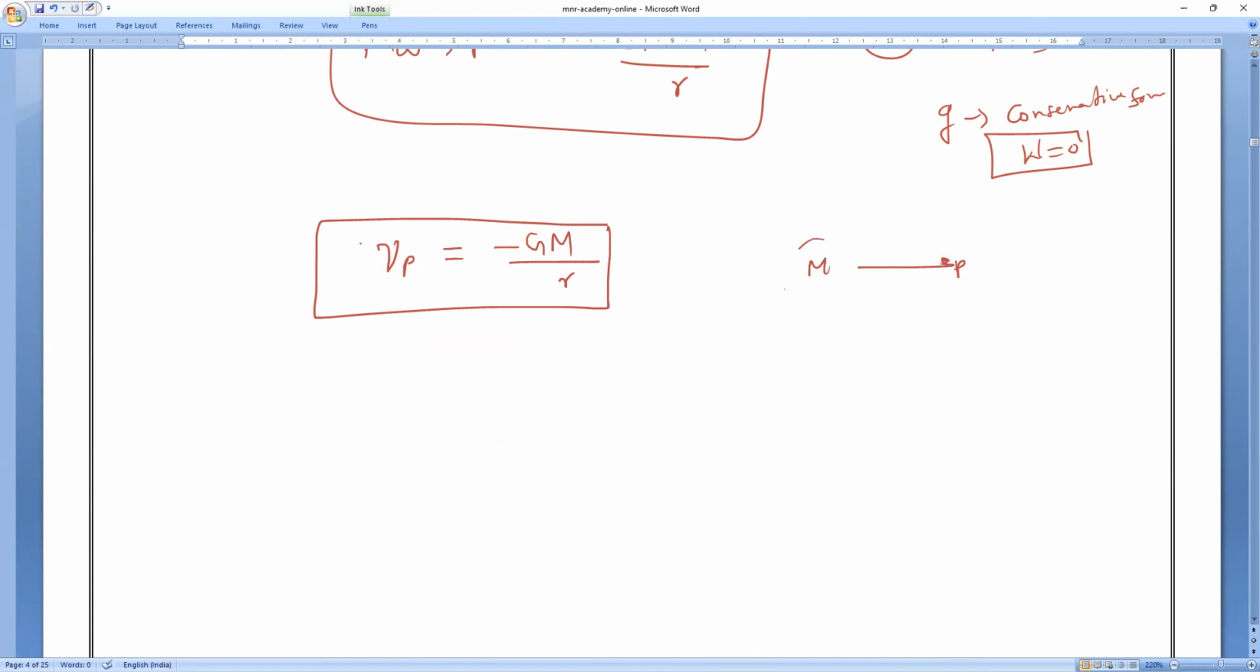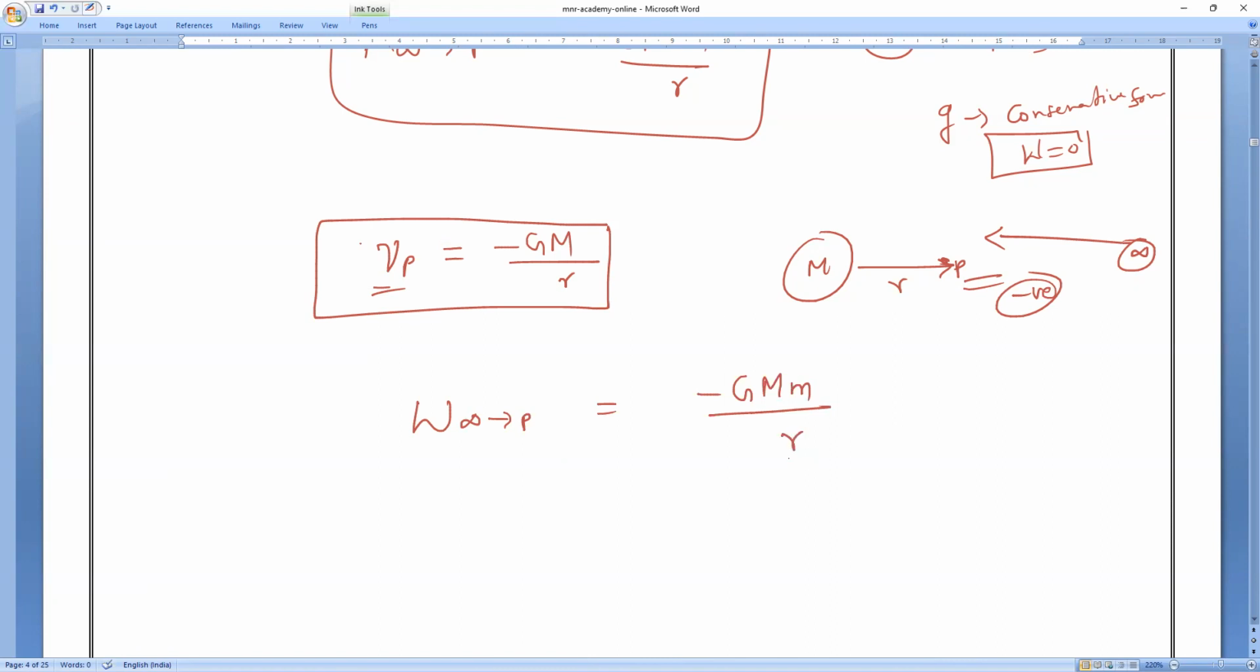So where a mass M is located, the distance between them is R. Then potential difference is equals to minus GM divided by R. Why? Because it is actually coming from infinity, so as it is opposite, I have taken it as negative. That is what you have to remember. Now, work done from infinity to point P is equals to minus G into capital M into small m divided by R. So that is the formula for calculating work done from infinity to a point.